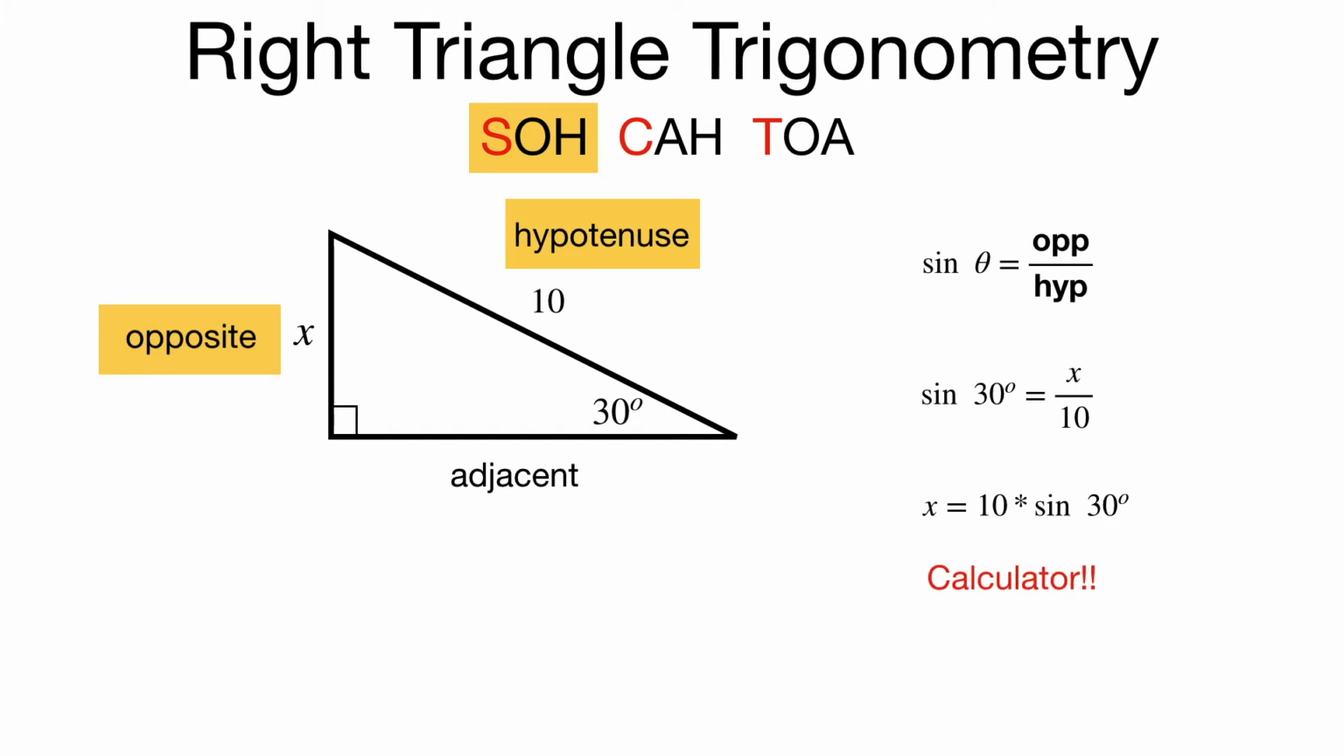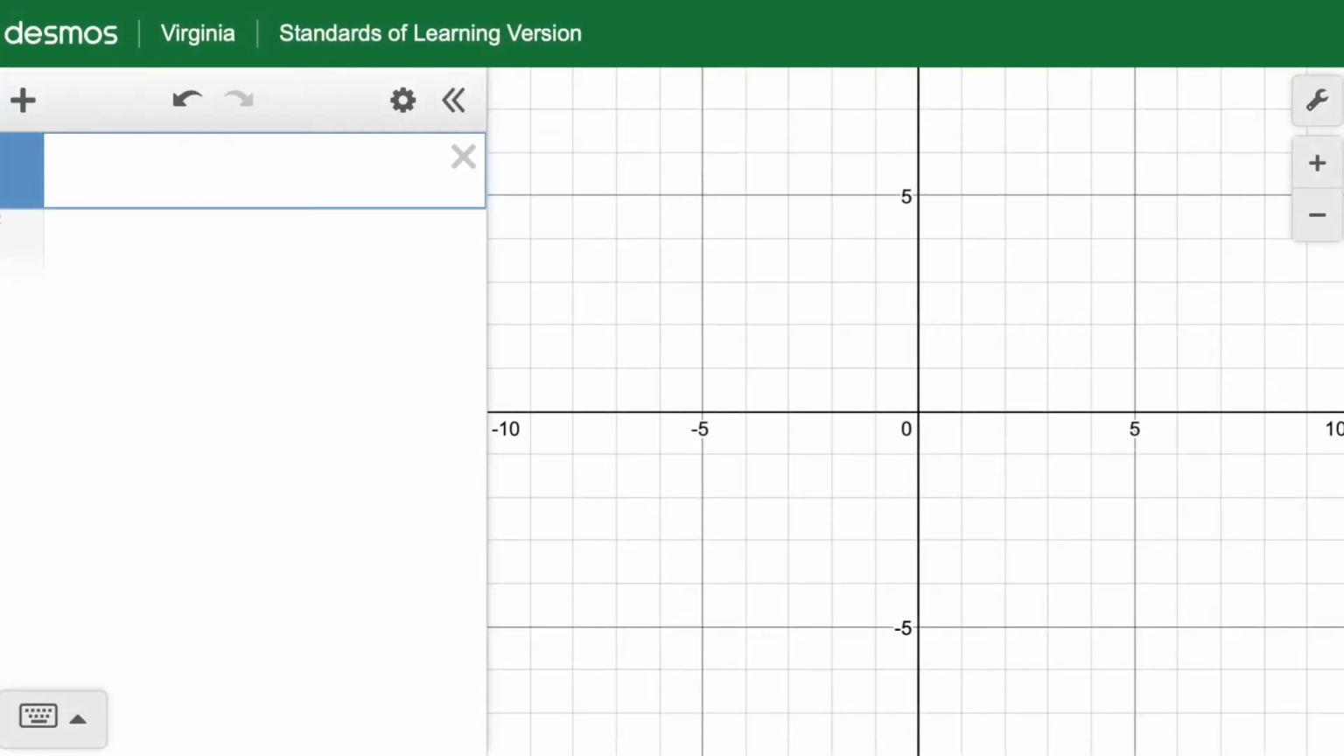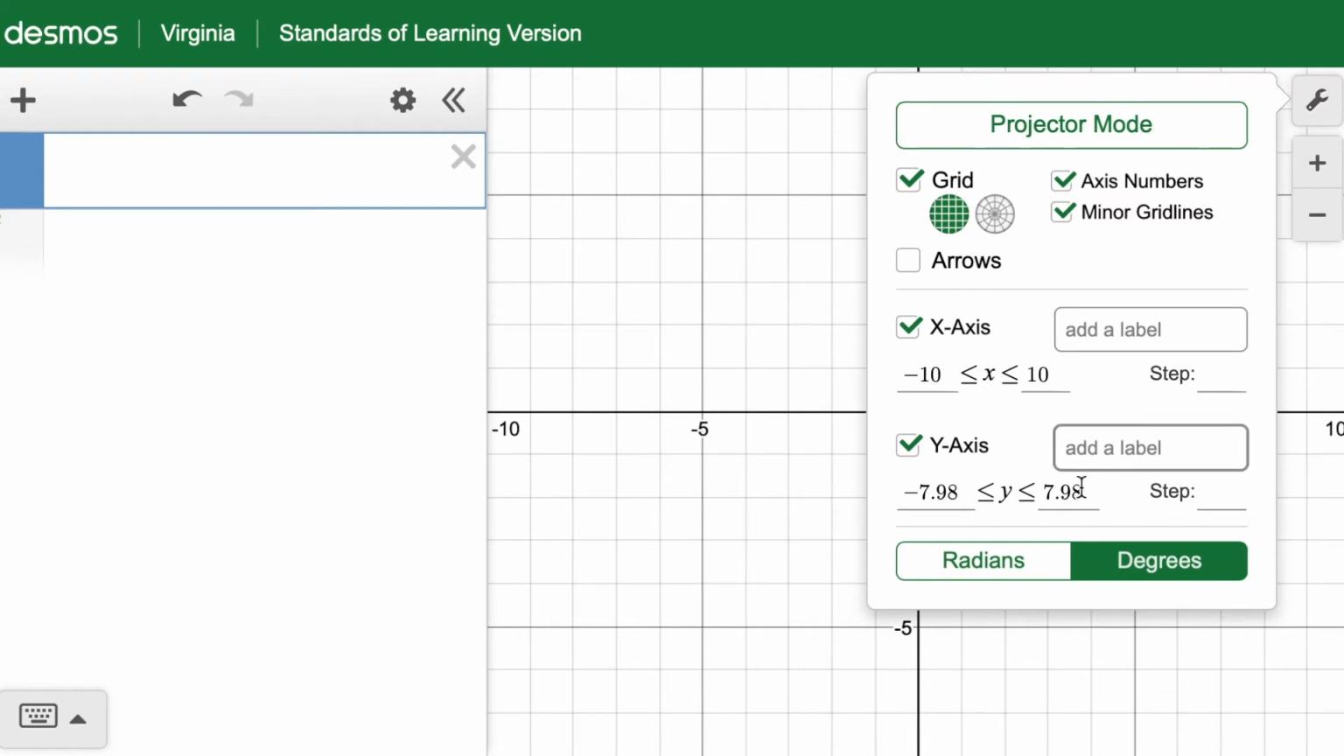Now the sine of 30 degrees is just a number, but most of us don't know what that number is. We're going to have to use a calculator. Now I'm looking at the Virginia version of the Desmos calculator here. You want to make sure that you are in the correct mode for the degrees or radians that you're using. And with Desmos, they have a little wrench here. So I'm going to want to make sure I'm on degrees. If you're using the Virginia version of Desmos, it's supposed to default to degrees, and it's showing that here. If you were to just use regular plain old ordinary Desmos, I believe it would default to radians.